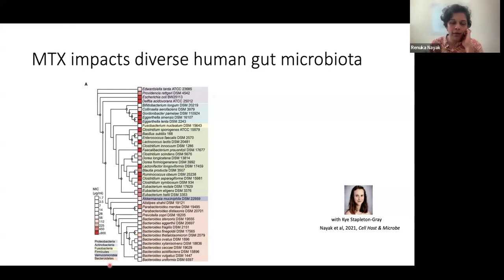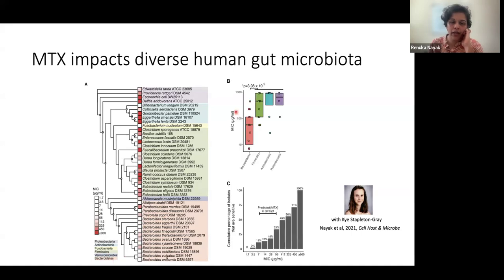And those tend to be from the Bacteroides phylum, right? And so here's just another way of showing that data, that the Bacteroides tend to have lower MICs, are more sensitive relative to the other phyla. And again, these are big categories of microbes that encompass multiple species: Bacteroides, Firmicutes, Actinobacteria, and Proteobacteria.